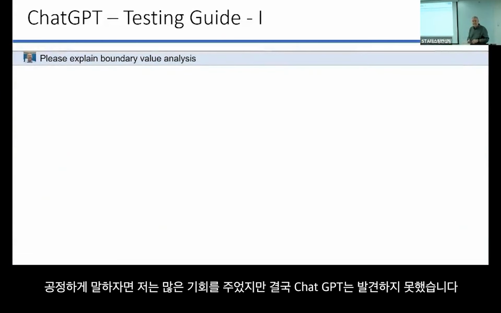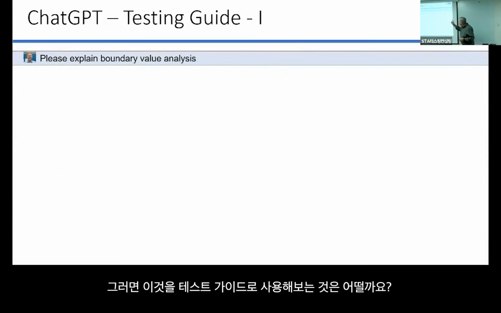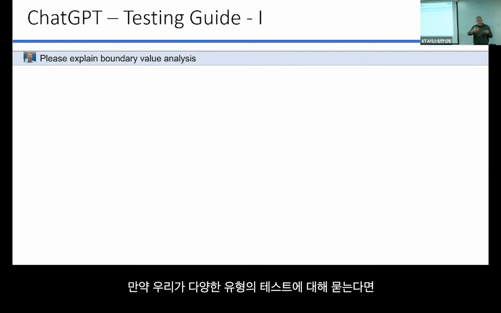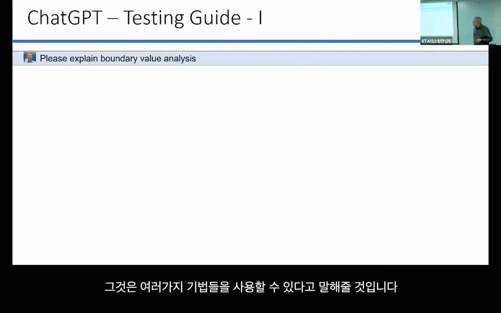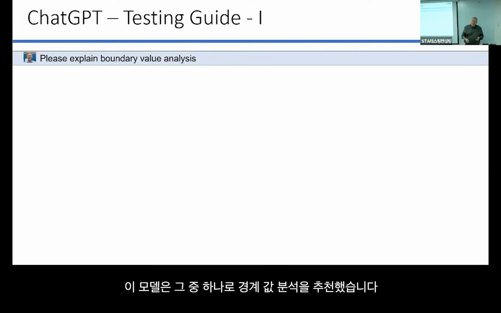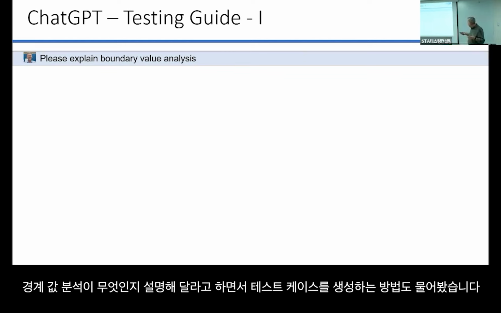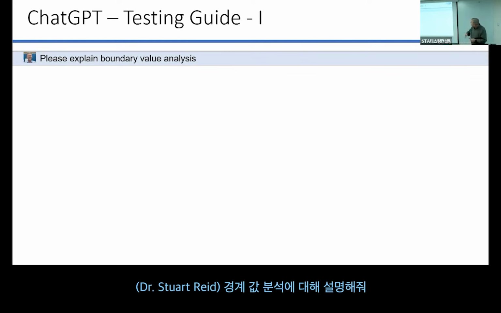Never spotted it. Okay, how about using it as a testing guide? Because with the testing ideas, it tells us that we should do different types of testing. If we ask it about different types of testing, it will then say, oh, you could use different techniques. One of the techniques it recommended was using boundary value analysis. And I just thought, well, imagine I don't know anything about boundary value analysis. I'll ask it to tell me how to use boundary value analysis. How do I generate test cases? So please explain boundary value analysis.